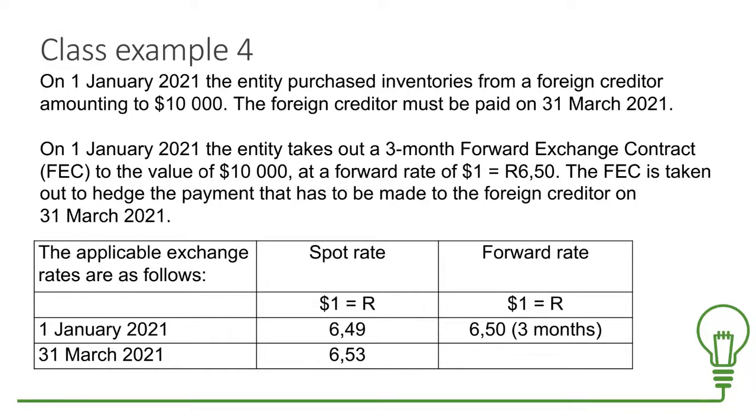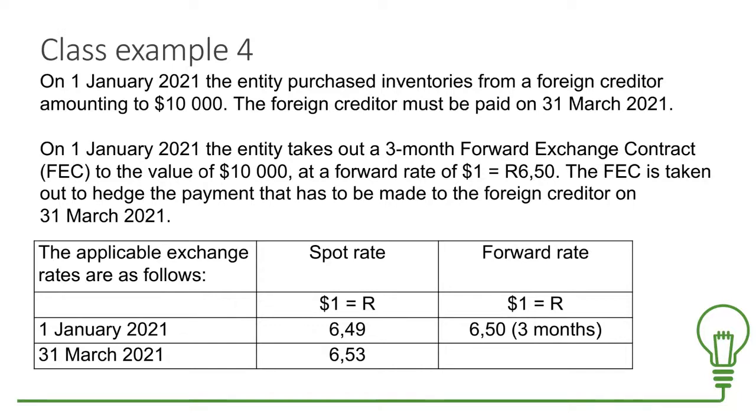On 1 January 2021, the entity takes out a 3-month forward exchange contract for the value of $10,000 at the forward exchange rate of 6.5, or 6 Rand 50. All right. So firstly, does a FEC need to always be taken out on the transaction date? No, right? It can happen at any time. It can be before or after the transaction date. The key is that there must be a link between the two of them. They must be designated to operate as one item, right? And we're going to get into that a little bit later when we start talking about the designation of hedges.